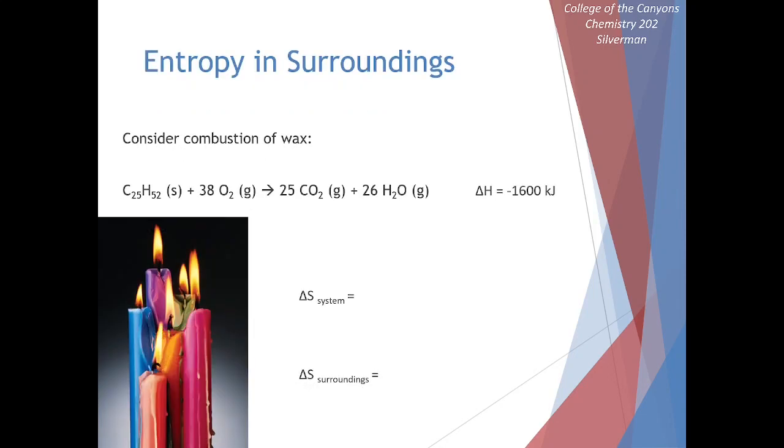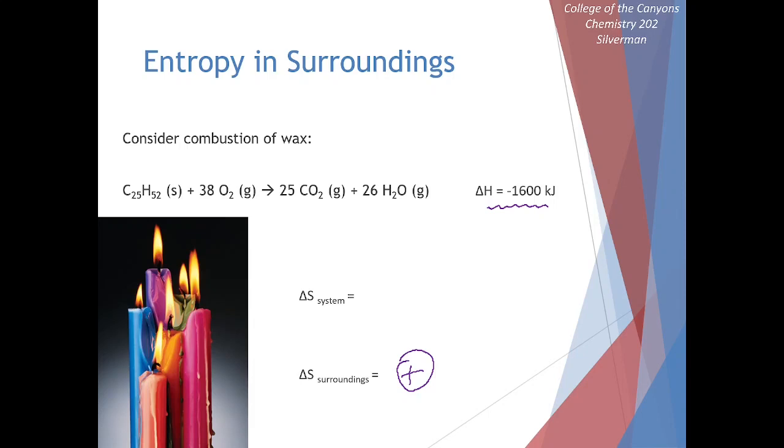We can look at an example. Here we have candles burning. We know that the enthalpy of this reaction is negative. In fact, it's negative 1,600 kilojoules for the reaction balanced here, because we're releasing heat. When we burn things, we release heat. Because of this, the energy is released to the surroundings, and the temperature of the surroundings increases. Therefore, the entropy of the surroundings increases.